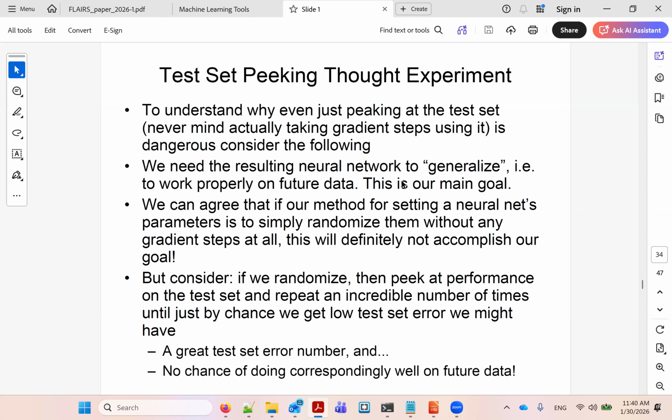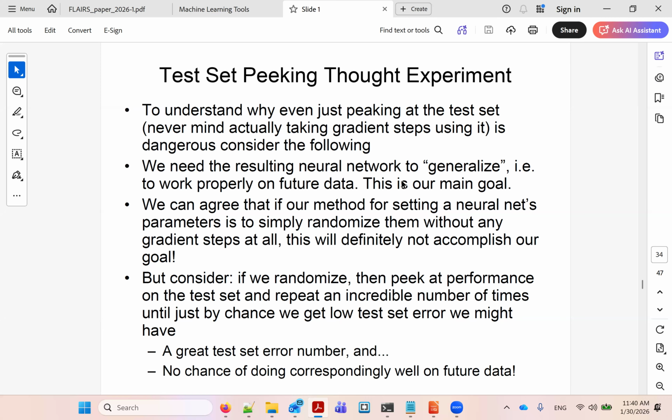Okay, so consider the following. We want our neural network on our sonar returns to definitely generalize. We want it to do well on the world of data, not just the little data set that we have. That's our main goal. Can we agree that if the way I'm going to train my neural net is to not do any of the stuff that I'm teaching you, I'm just going to randomize the parameters? That's it. Just draw them from a random number generator, right?